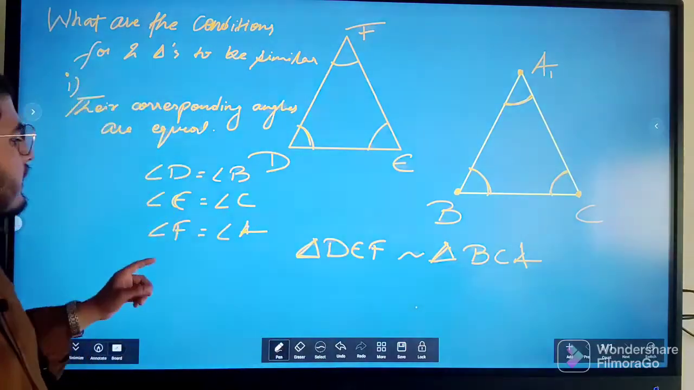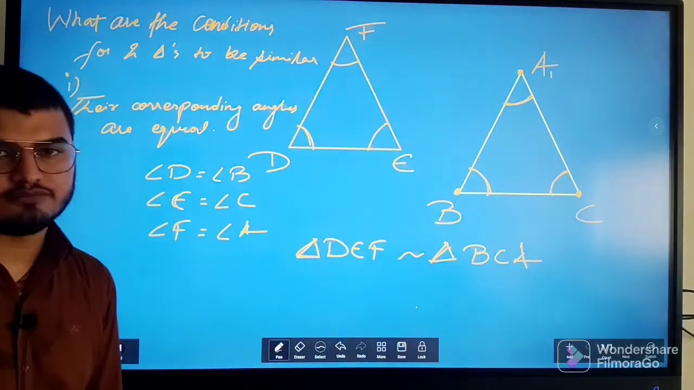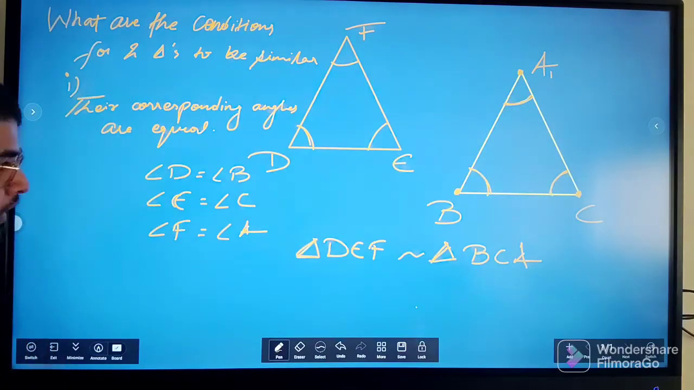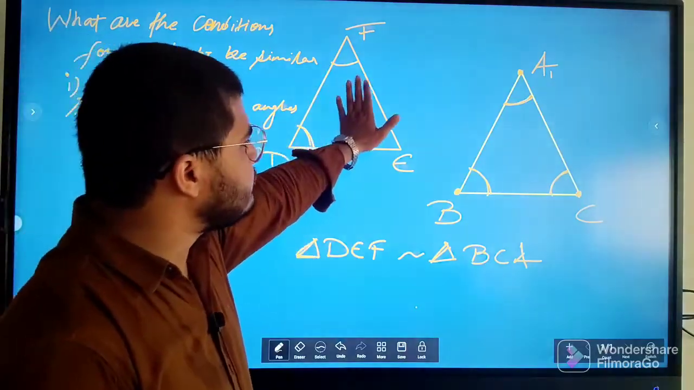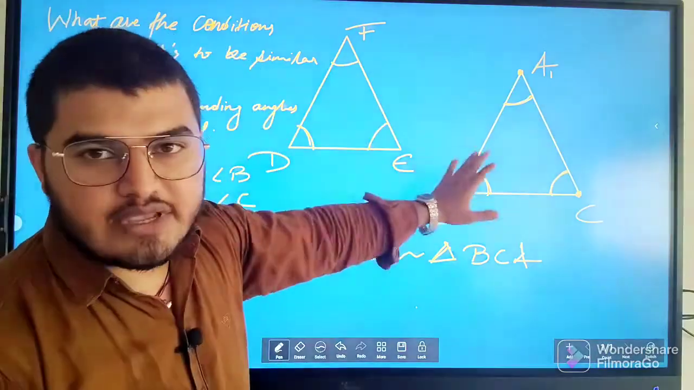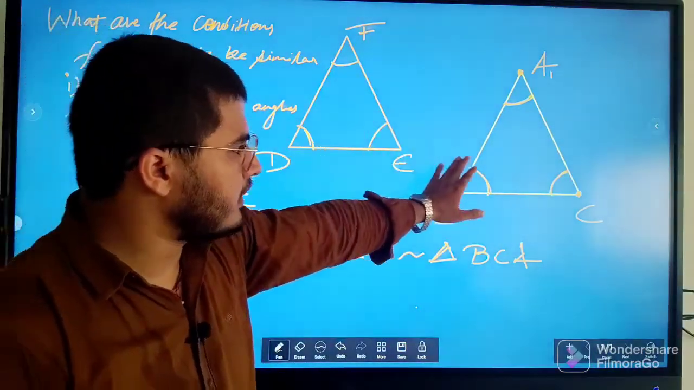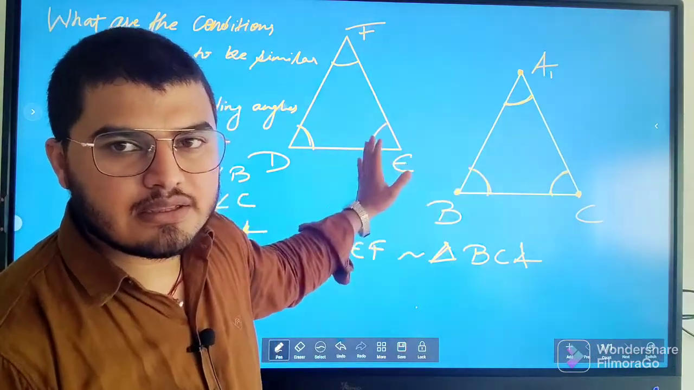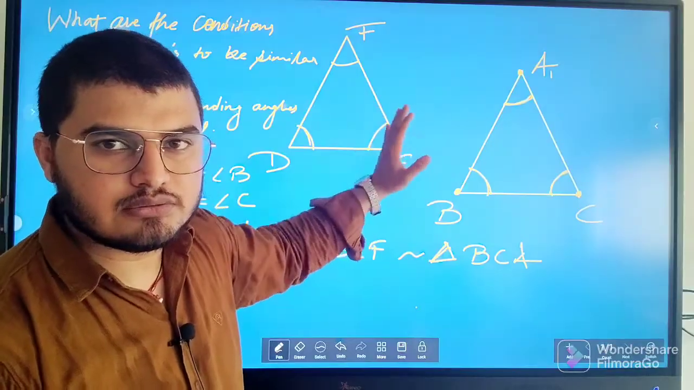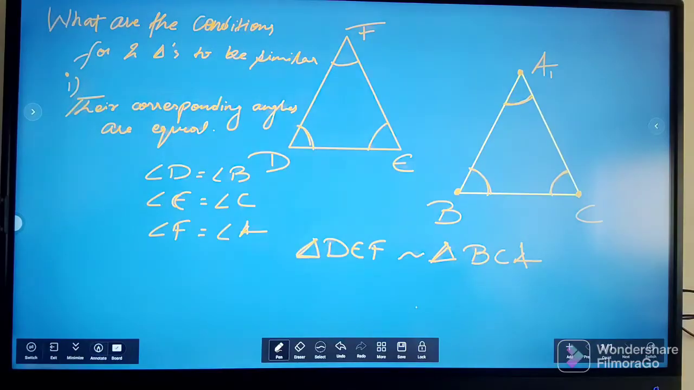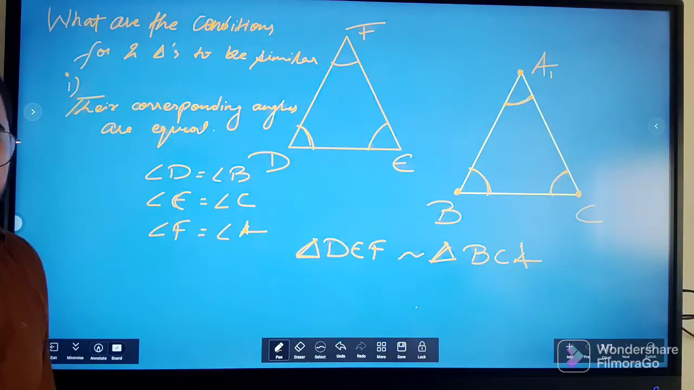This we can say when the corresponding angles are equal. When the corresponding angles are equal, then we can say that the two triangles are similar. But similarity does not mean that this triangle is equal to this triangle. No. Size wise, this triangle may be smaller and this triangle may be bigger. So two triangles are similar when their corresponding angles are equal.